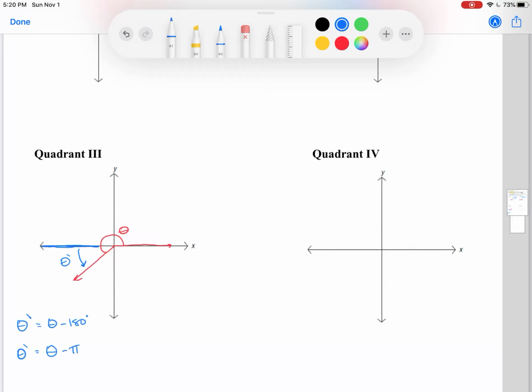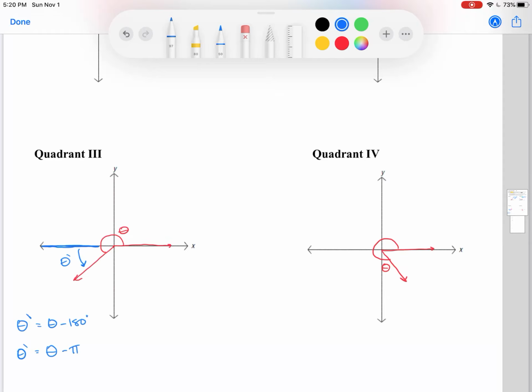Similarly, if I want it in radians, I'm going to take my original theta, that's in radians, and I'm going to subtract pi. Okay, the key is to remember you always want a positive answer at the end when we're talking about reference angles.